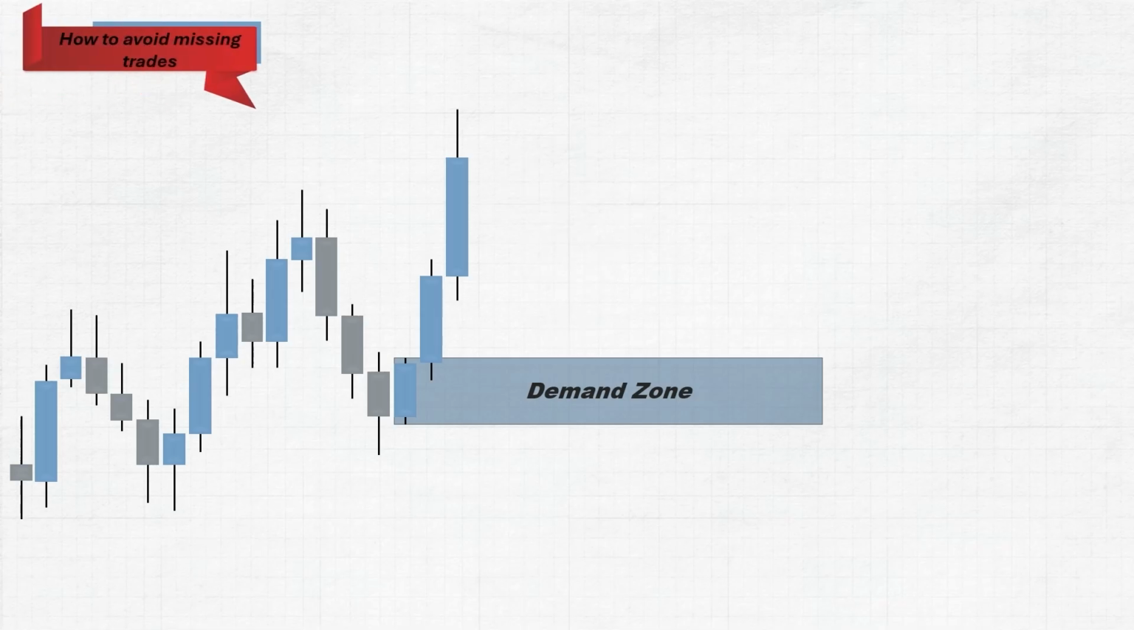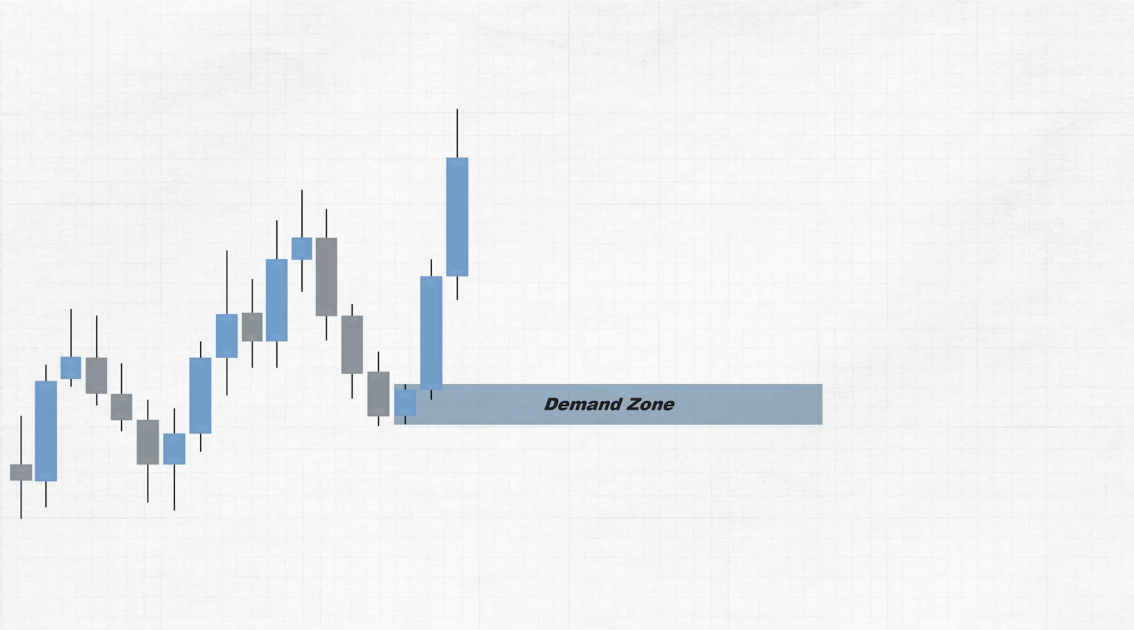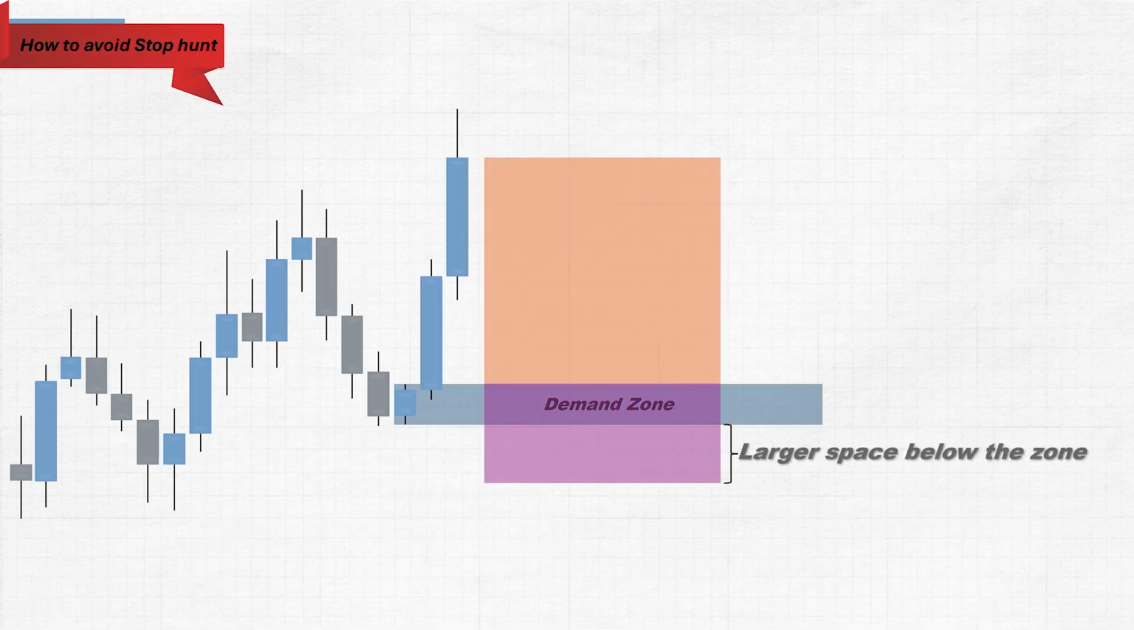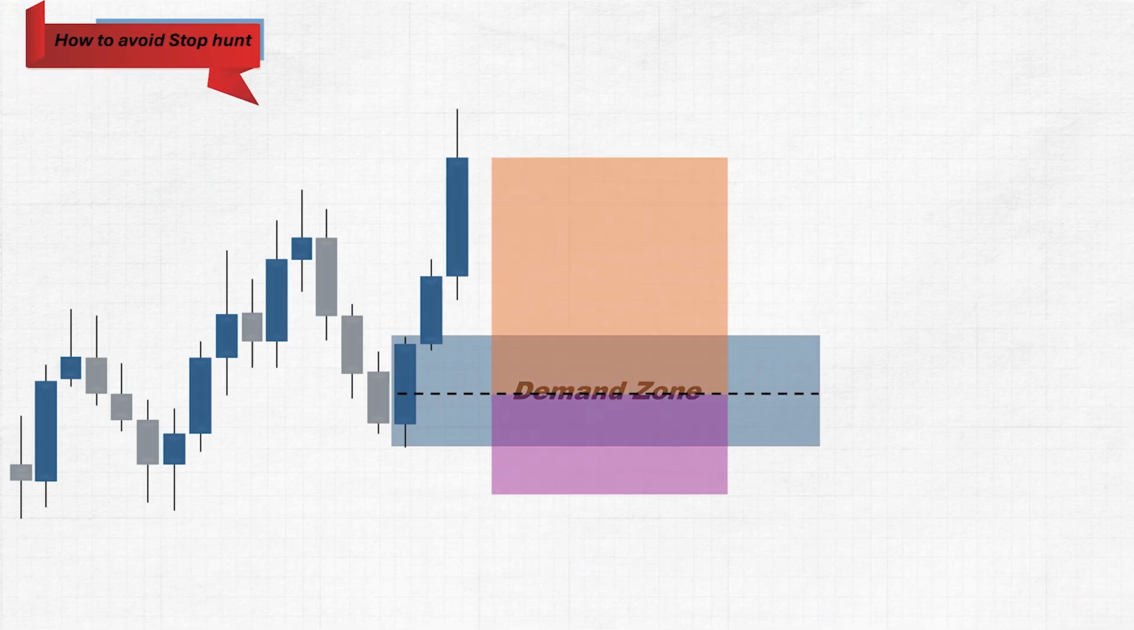To reduce the chance of missing trades, you can place your entry a spread size above the start of the demand zone. This way, price can trigger your buy limit, even if it only taps the tip of the zone before rejecting. To avoid stop-loss hunts, give your stop a bit more room when dealing with a small demand zone.